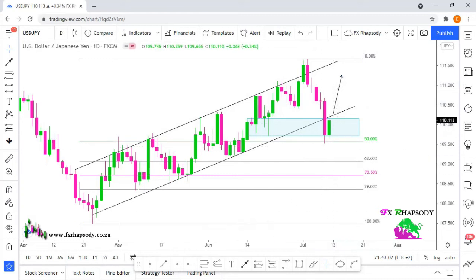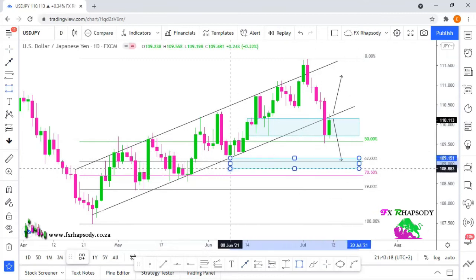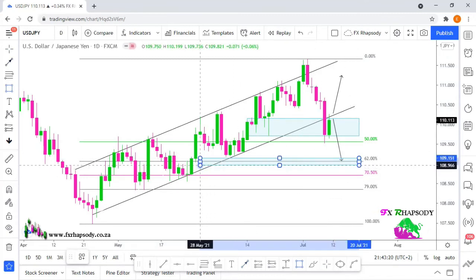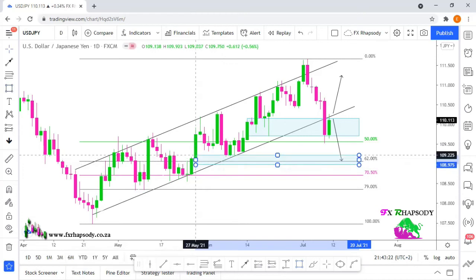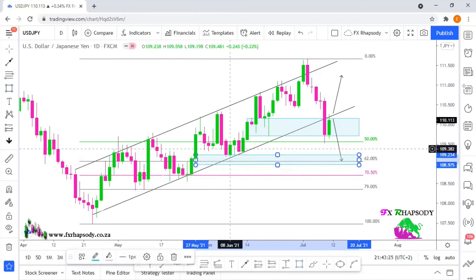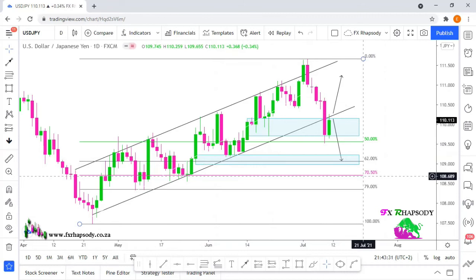Or what we can also expect is on this trend line here, price respecting that trend line, and then price starting to come back down to the 62%. The 62% is also very much in line of all this liquidity from these guys, from all these buyers that's in the market over here. The liquidity is falling nicely on the 62%, and that is where all those buyers' stop losses are lying.